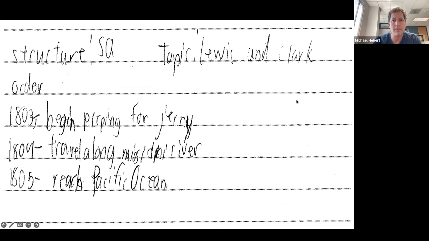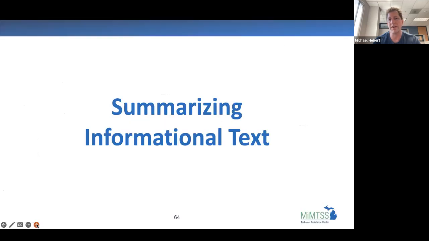And then this is the sequence of events that was in the third. So the student wrote in the third paragraph, it was a sequence. Lewis and Clark was the topic. And then the order that they did things and when they started their journey and when they ended their journey, right? So you can see that the students really started to identify that there are different things that the author is trying to convey. And this is how they were conveying that.